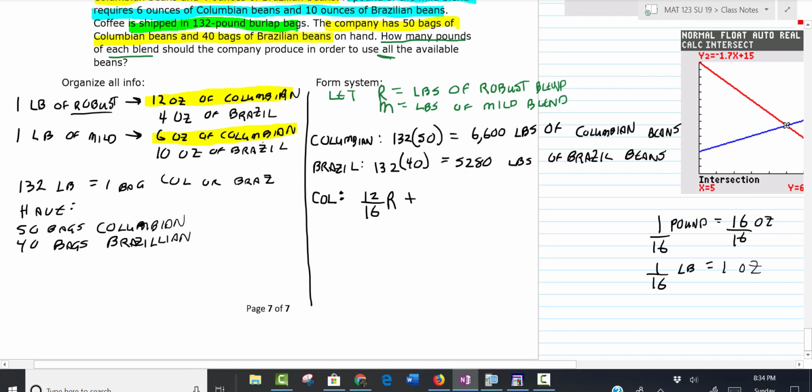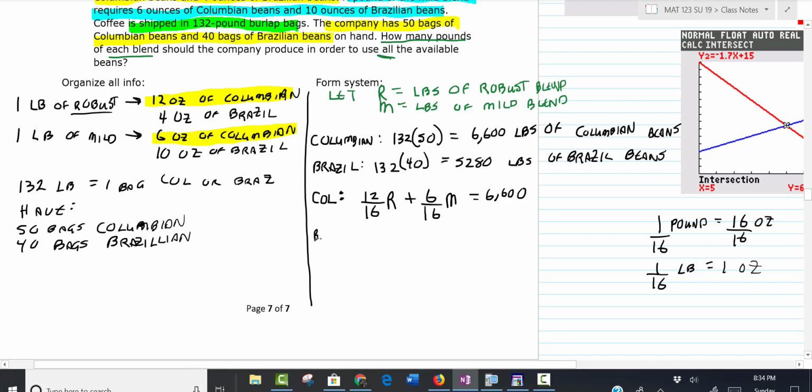So that gives that. Same thing here though. Now we're going to have 6 ounces, so that's 6/16 of a pound, but that's making the mild. And then, see what this is saying, we're making the Colombian blend, so that is 6,600. You got to think about what we do in here. This is telling you that every time you have 1 pound of the robust, you have this amount of Colombian beans, and this amount of Colombian beans to make the mild, and then that total is that.